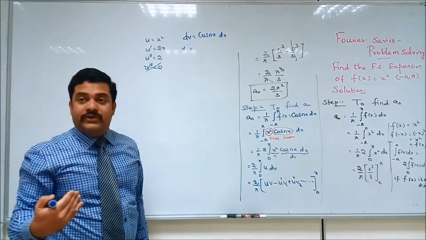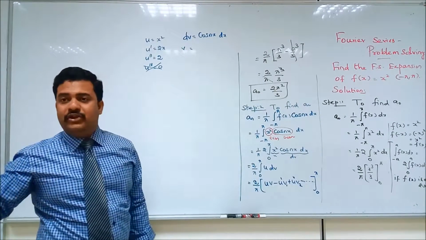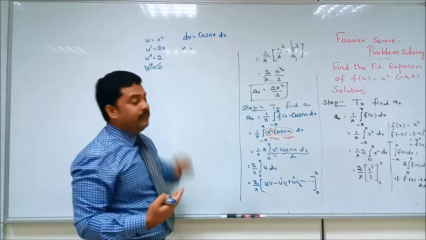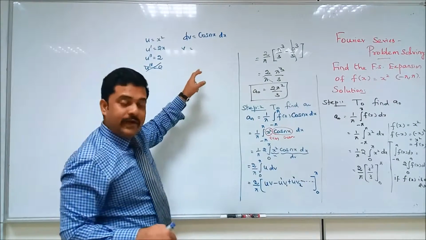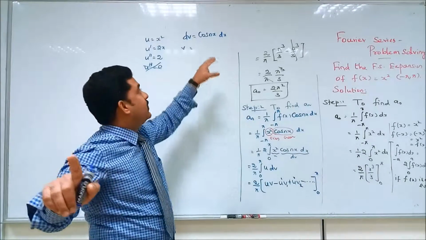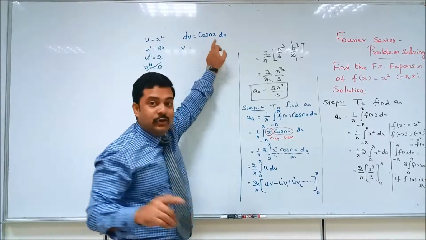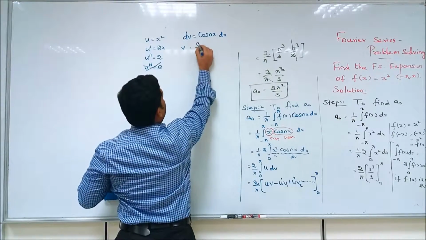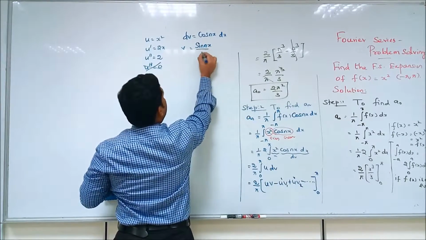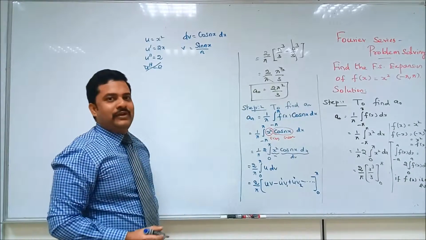We have to integrate once. First we have to find v, then only v1, v2, v3 and all, okay? So what is v over here? Integrate once, very good. Cosine, right? Sine. Yes. See, there is a coefficient n, so the coefficient of x should be divided. So this is sine nx divided by n.